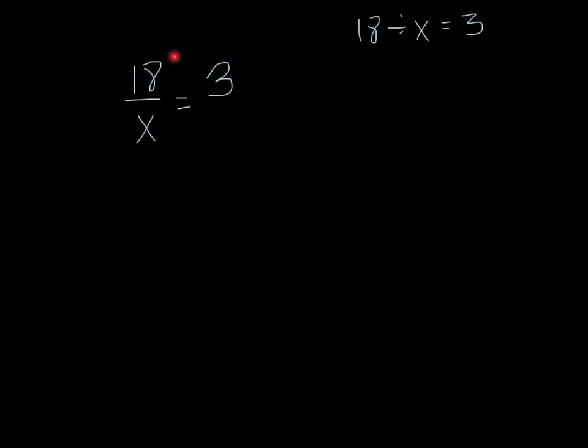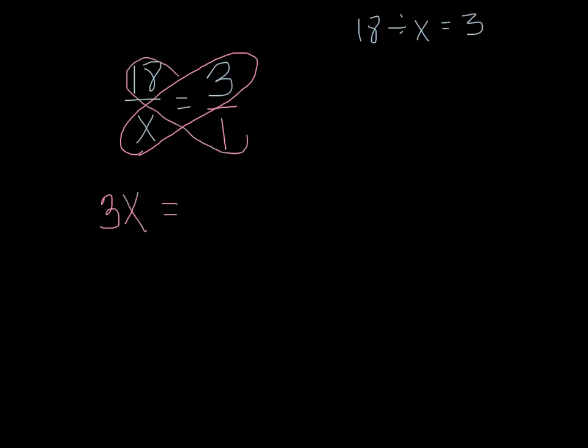Step 1 was to change it to a fraction, change everything to a fraction. So now I have 2 fractions, and I can use what I know about proportions. Step 2 is to multiply those crosses. I have 3 times x, which is just going to be 3x, nice and easy. And 18 times 1, which is going to be 18, nice and easy. So step 2, multiply the crosses, is done. Step 3, the final step, is get x alone.